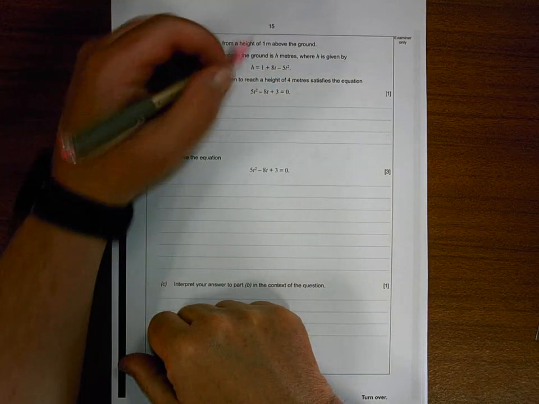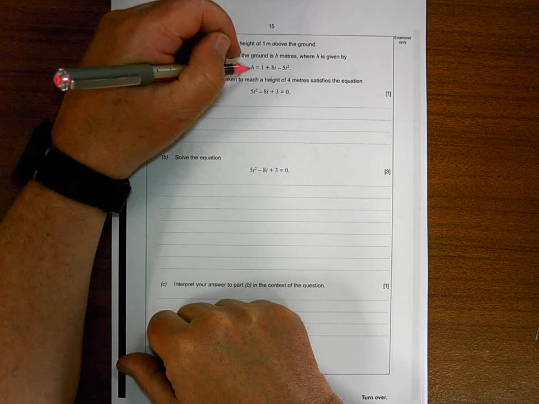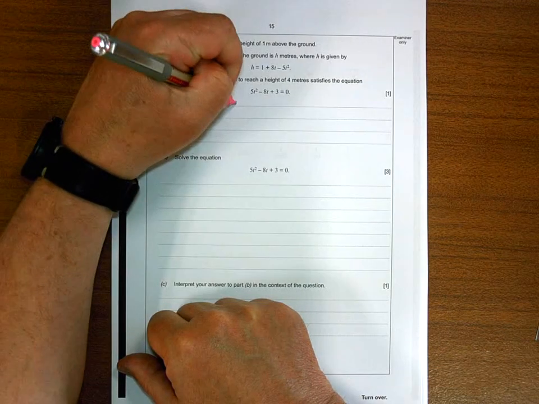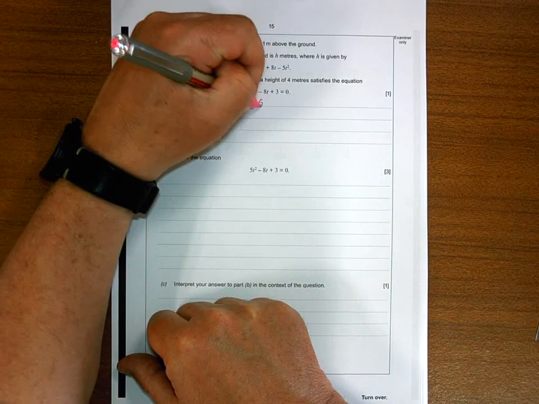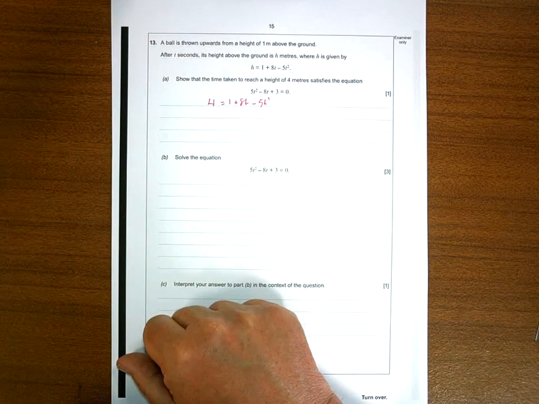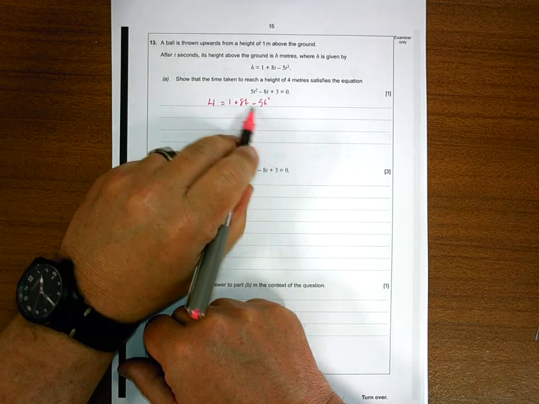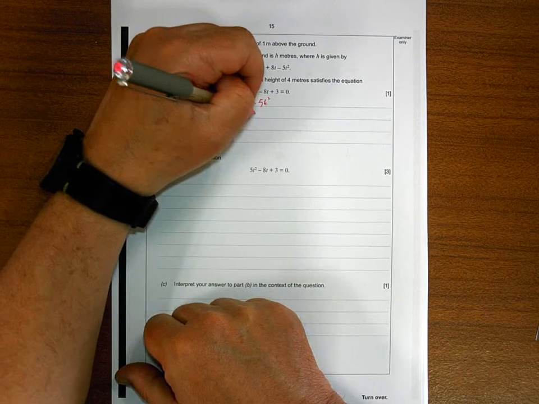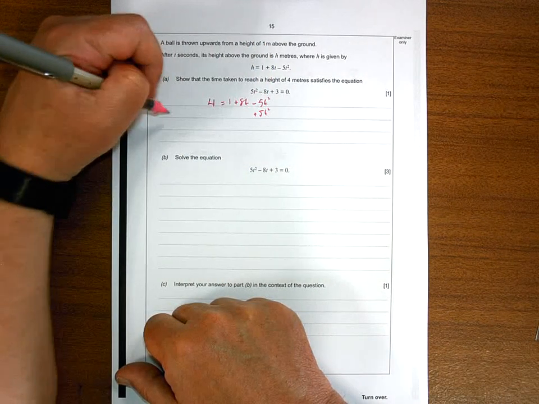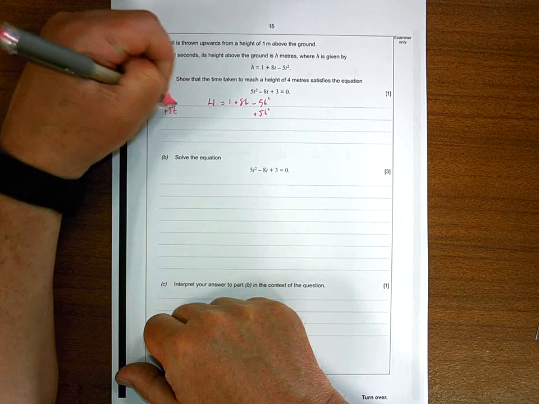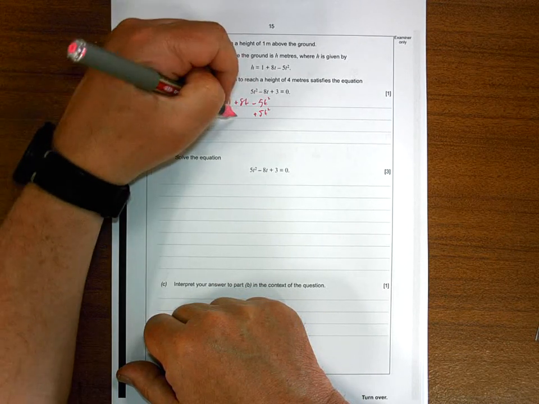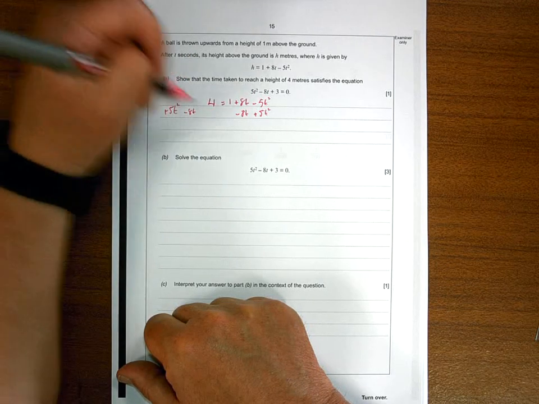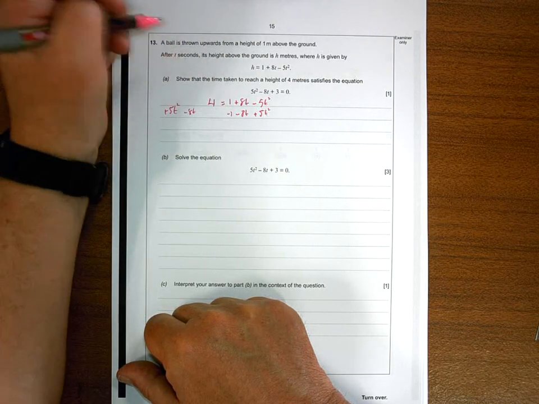So h is 4 equals 1 plus 8t minus 5t squared. So I've got a negative 5t squared, it's got to be positive. So I need to add 5t squared, which means I've got to add 5t squared over here. I've got a minus 8t, so I've got to take that off, which means I've got to take it off there as well. Equals 0, means I've got to take off 1, means I've got to take off 1 there.